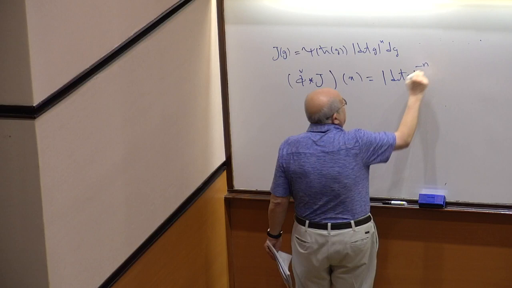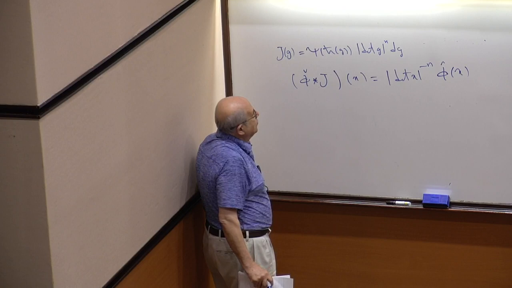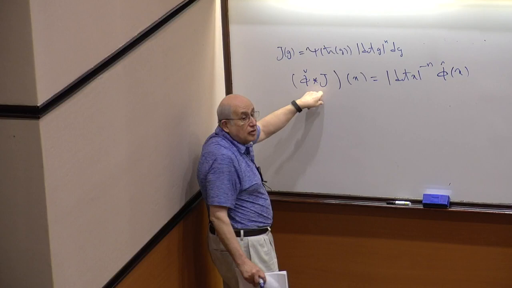This is just a convolution of this kernel with the function phi, or its phi check. Now, in general, if you want to produce a theory like that, you need to find the kernel J. And this would be your Fourier transform. You want to be able to do that.